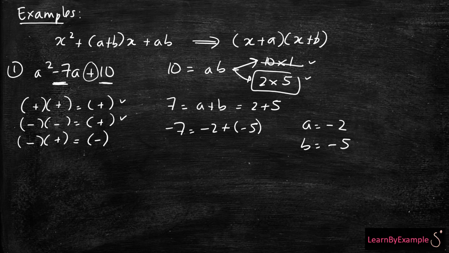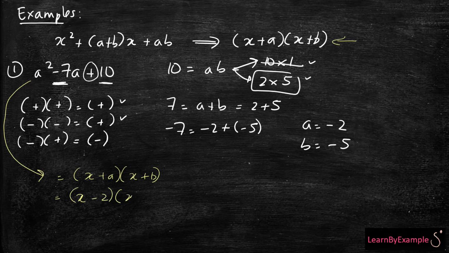Now remember the format that we're trying to get everything into. How do you factor this? It's going to be x plus a times x plus b. In this case, a is negative 2 and b is negative 5. There you go, that's factored. And remember, at any time, you can pause and try to solve it yourself and then look at the solution. So let's go to the second example.